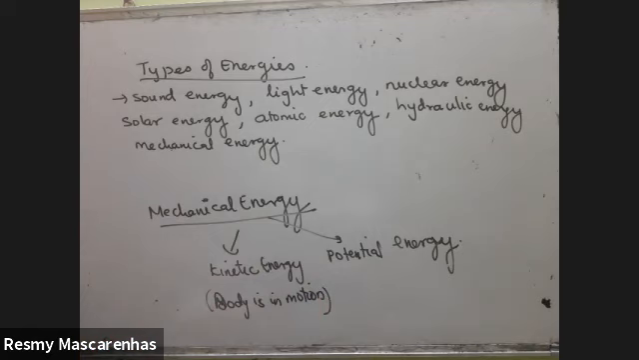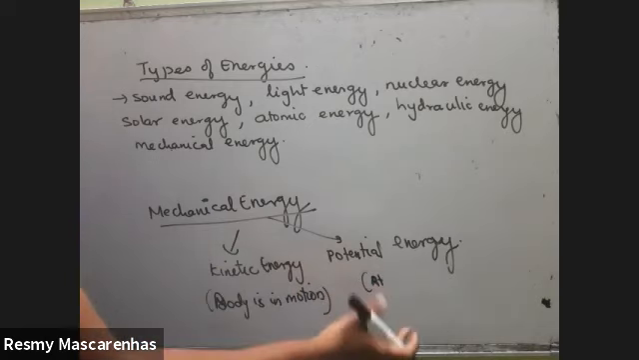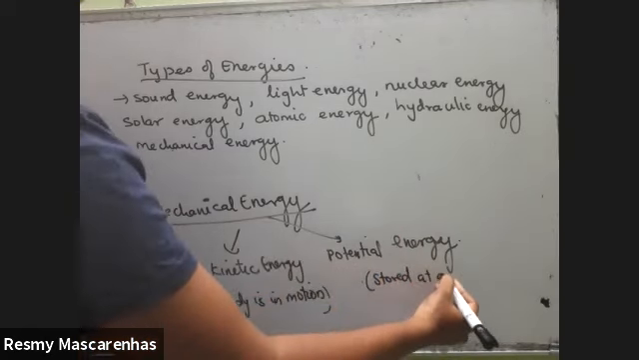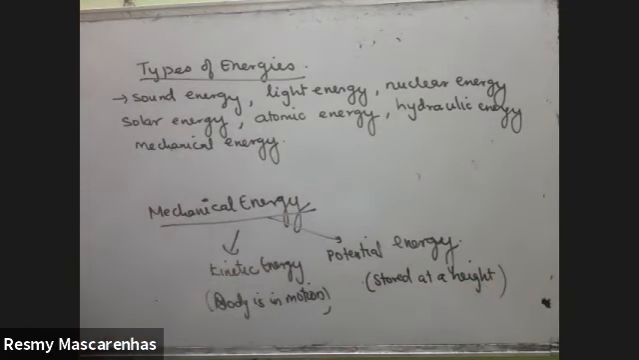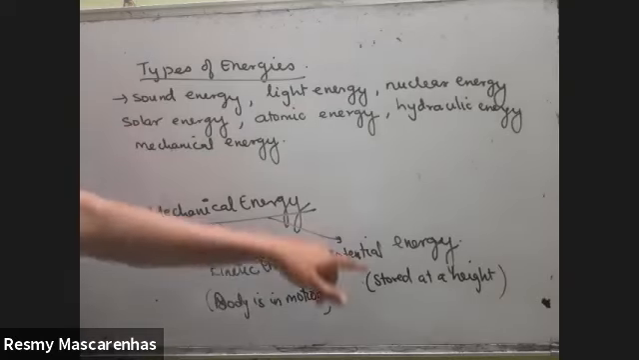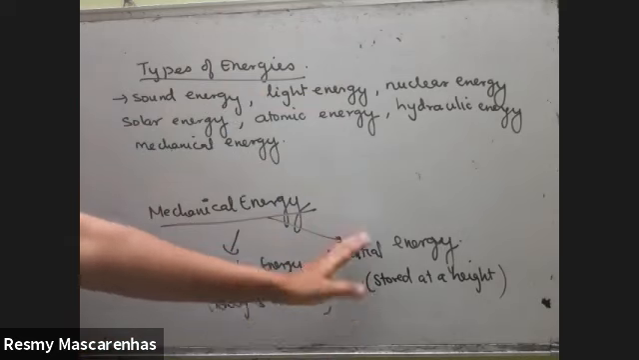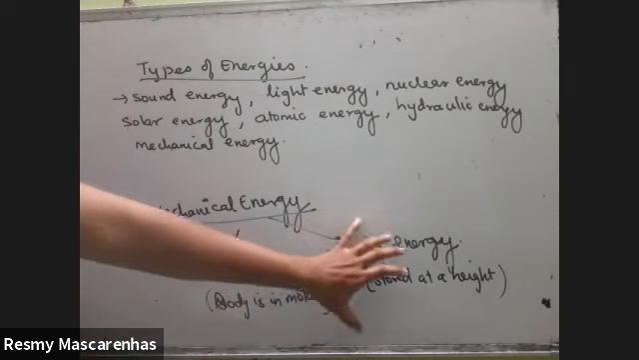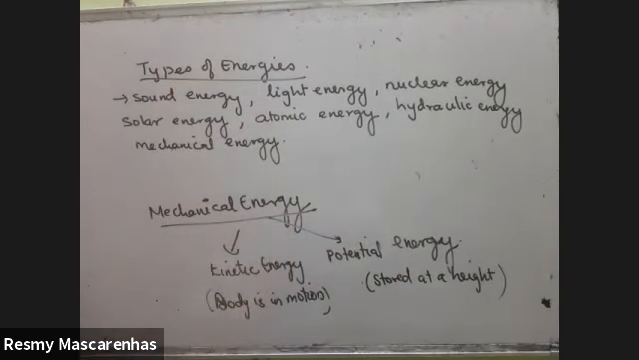Potential energy should be at rest, or stored at a height. I'll give examples individually, but it's like a water tank, water stored in a tank on a building. Anything stored at a height will be considered potential energy. It should not be moving. The moment you start moving, it converts into kinetic energy. So this is basically stored at one point. If you leave that water tank and the water starts flowing, then definitely it is kinetic energy.